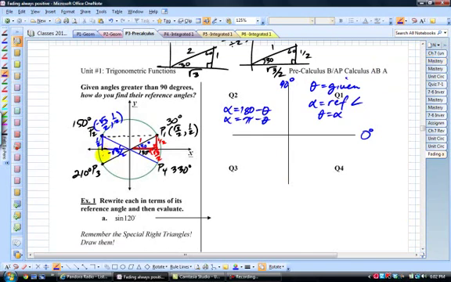We also say that at 210 degrees here, notice that the y-coordinate is now negative, and the x-coordinate is the same. So at P3, the coordinates are negative root 3 over 2, comma, negative 1/2.